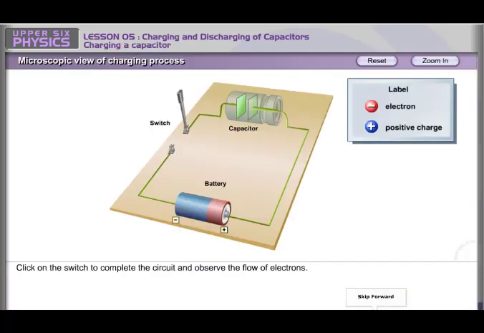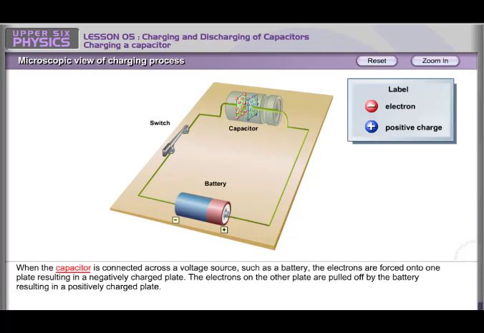Click on the switch to complete the circuit and observe the flow of electrons. When the capacitor is connected across a voltage source, such as a battery, the electrons are forced onto one plate, resulting in a negatively charged plate. The electrons on the other plate are pulled off by the battery, resulting in a positively charged plate.